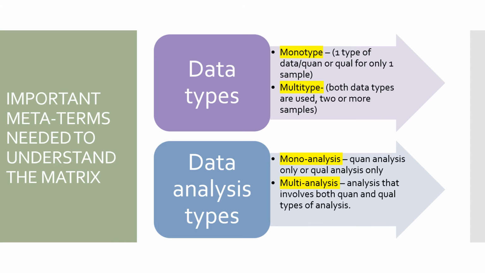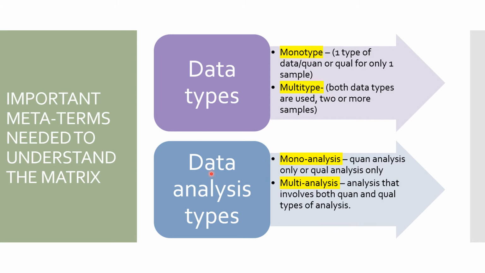So before we move towards the matrix, we must first understand some of these, what I call meta terms, that we need to understand in order to understand the matrix. So we have 2 broad categories here, the data types and the data analysis type. Under data types, they use the term monotype. Now, what does monotype mean? Monotype here means that it's one type of data. So for example, you would have your quant data or your qual data only for one sample. In a multi-type data set, you'll have both data types that are used, and it's for 2 or more samples.